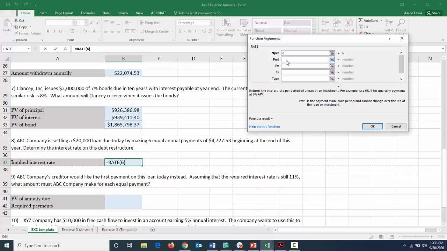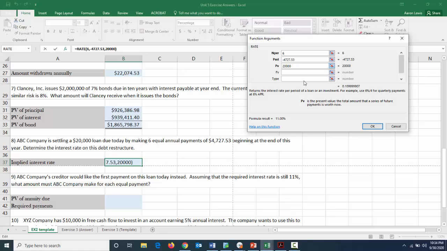What is our payment? What is the amount that we are transferring at the end of the next 6 years? It is $4,727.53. And since we're paying it out, it's going down for our company, we're going to make that negative. What is our next input? Well, our next input is the present value, right? We owed $20,000 today. That was the current amount of our debt.